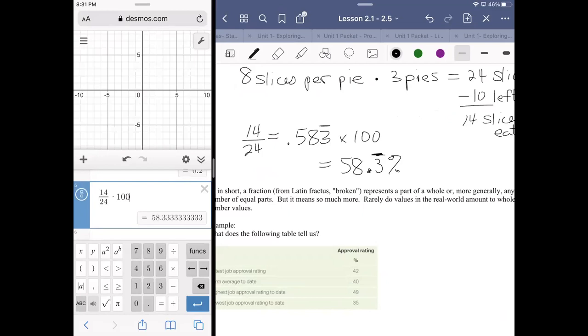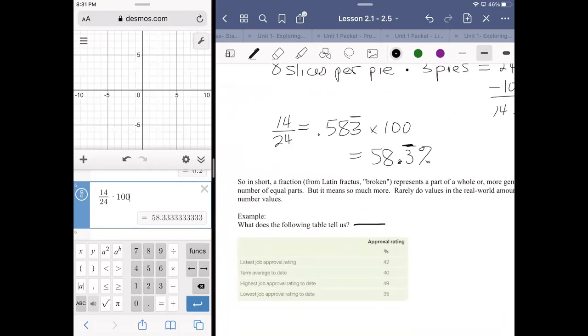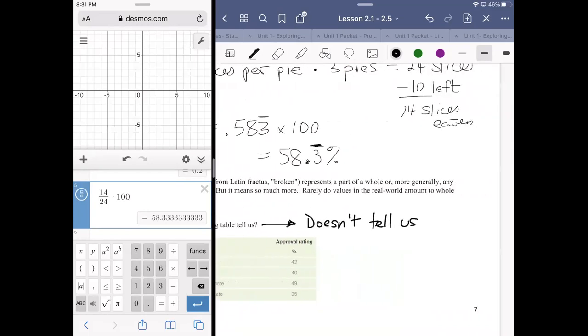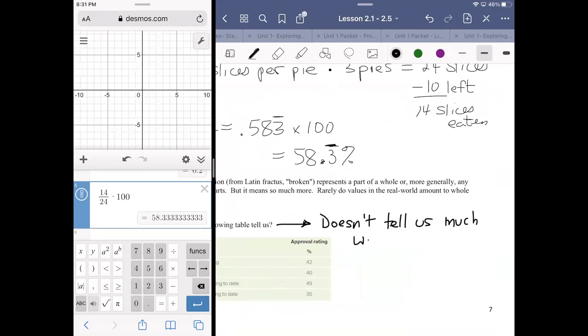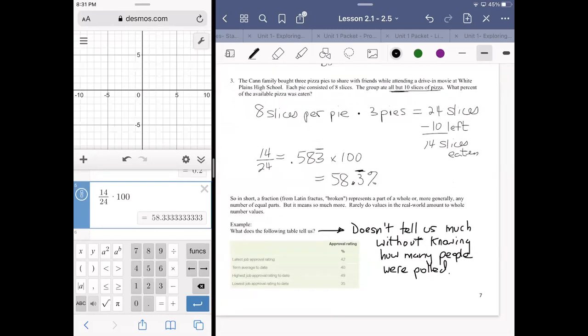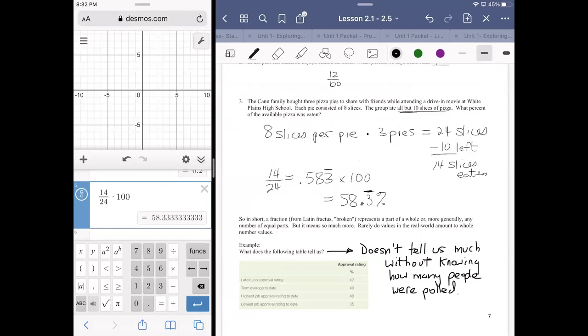And my answer to this would be, and this isn't really a question for your students, just to get you thinking a little bit: it doesn't really tell us much of anything without knowing more information, without knowing how many people were polled. Because 42% is a reasonable value, I think. But is that 42% out of 100 people? Or is it 42% out of 1,000 people? Or is it 42% out of 100,000 people? What are we looking at?